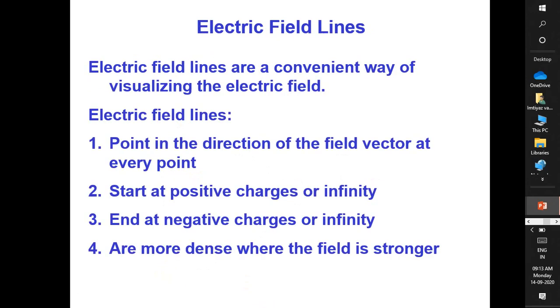Now see here, electric field lines are a convenient way to visualize electric fields. First, they point in the direction of the field vector at every point. They start at positive charge or infinity, and end at negative charge or infinity. They are more dense where the field is stronger.